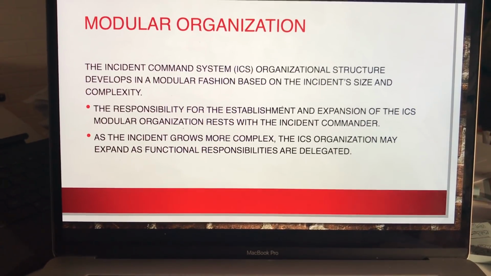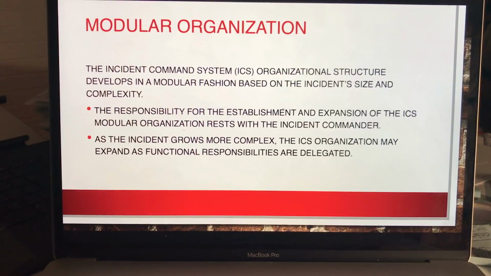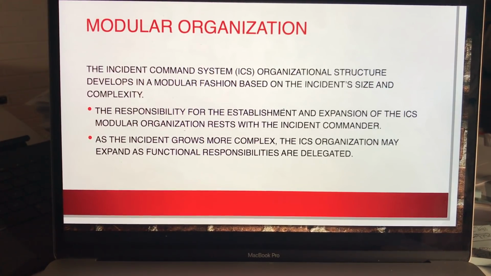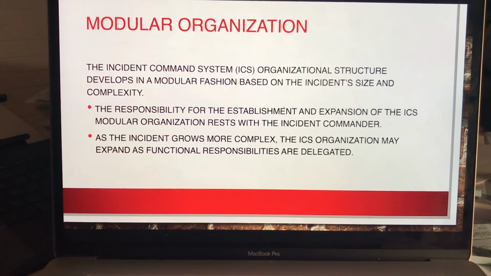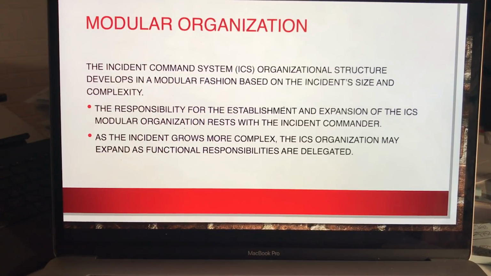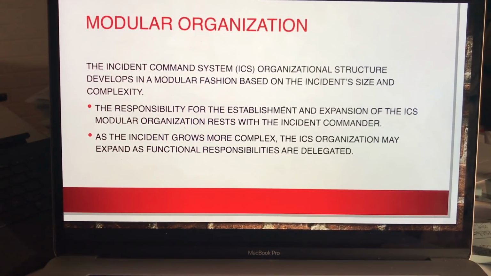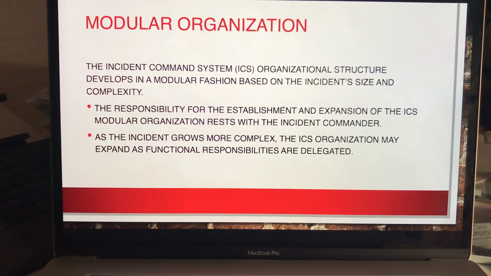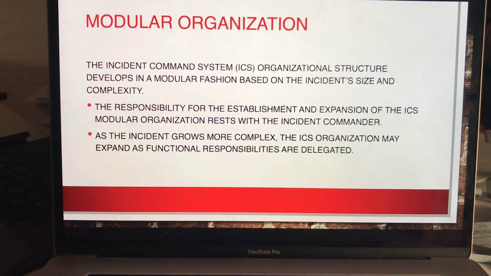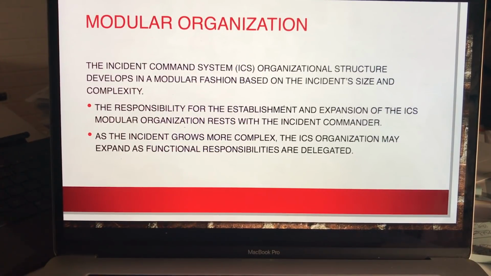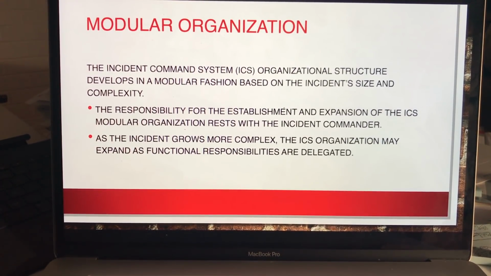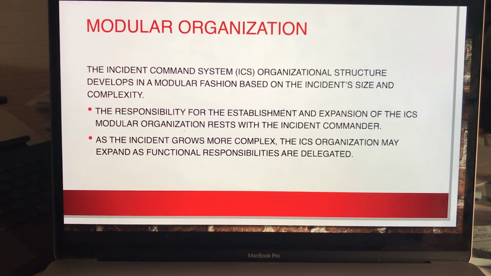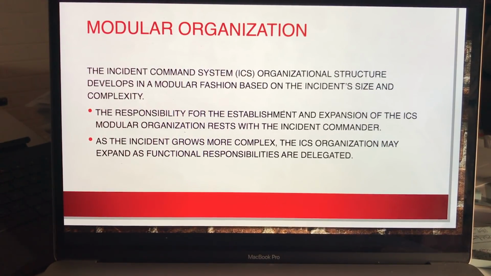Modular organization. The Incident Command System organizational structure develops in a modular fashion based on incident size and complexity. The responsibility for the establishment and expansion of the Incident Command System modular organization rests solely with the incident commander. As the incident grows more complex, the ICS organization may expand as functional responsibilities are delegated.